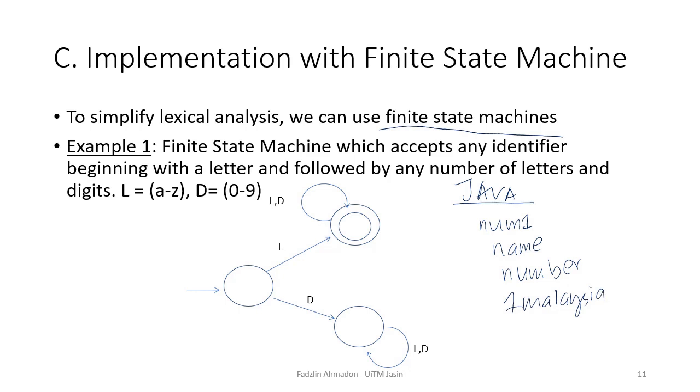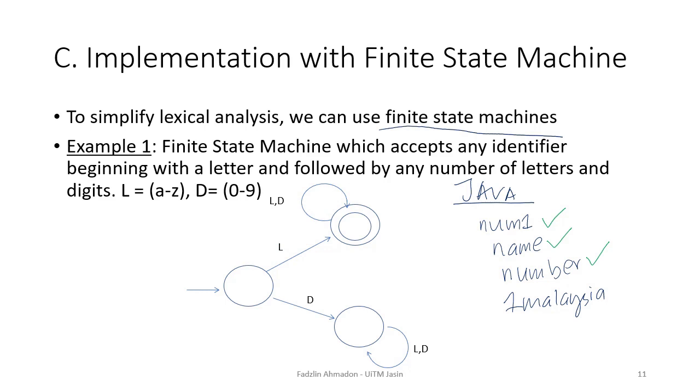So let's check one by one. We start with the first one, which is num1. L is a range of letters from A to Z, and D is a range of digits from 0 to 9. To check num1, it will go N, U, M, 1, num1. So this is accepted. How about name? It will go N, A, M, E. So name is accepted. Next, how about number? It will go N, U, M, B, E, R, number. Number is accepted.